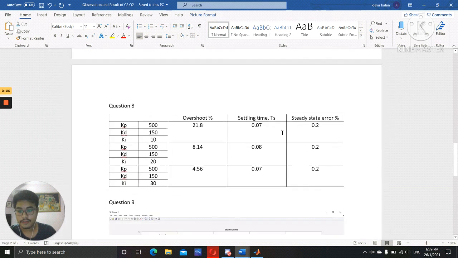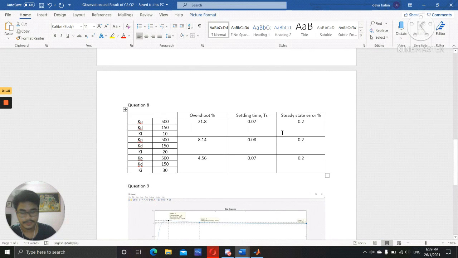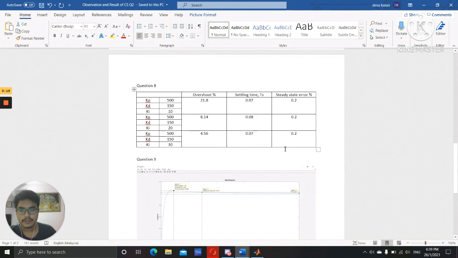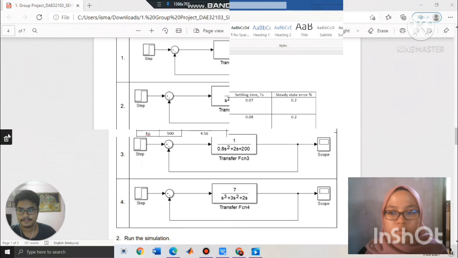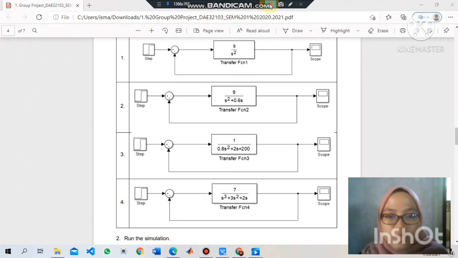As for the formula we have used to find the steady state error, the formula is the reference, or the desired value, 1, over 1 plus Kp. So we just do that formula and we get the steady state error, then we multiply by 100 to get the percentage. That's all. Okay, so right now we will move to the next transfer function, which is transfer function number 3. So the given equation is 1 over 0.8s squared plus 2s plus 200.